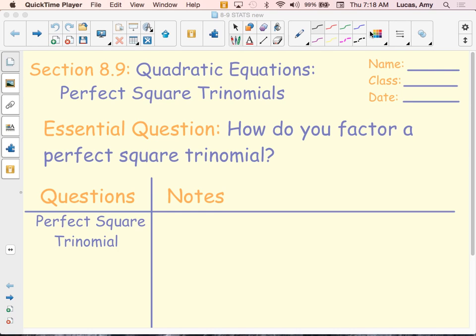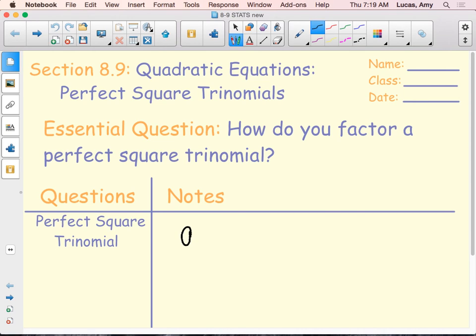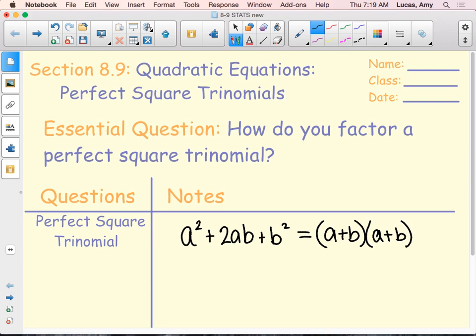A perfect square trinomial is a factoring pattern in which, when you factor it, both of your binomials are exactly the same. One perfect square trinomial would be a squared plus 2ab plus b squared, and that would equal a plus b times another a plus b factor, which could be simplified as a plus b quantity squared. So it's a perfect square because when you factor it, the two binomials are exactly the same, so you can write them as a square.